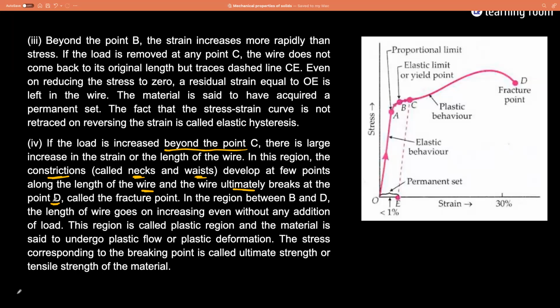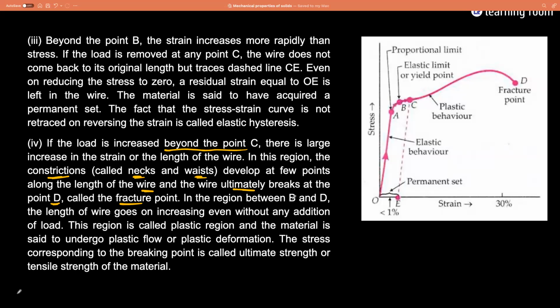So the strain is going to increase after point C, and if you keep increasing the load even to a slighter extent, there will be a point after which the material will break down. It will become two pieces. At that point, we call it the fracture point. Are you able to visualize this?